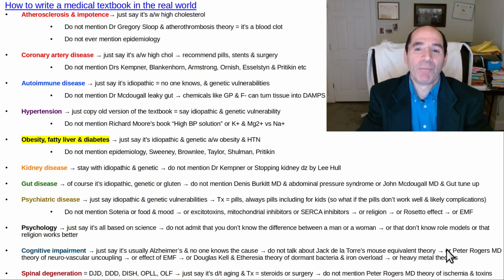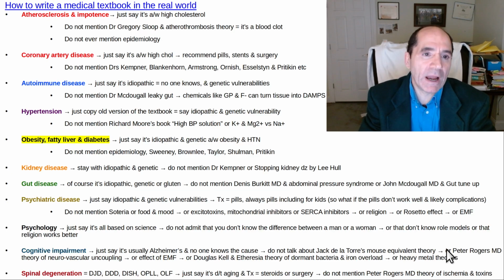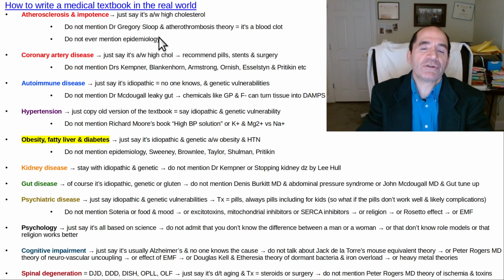And then now that I'm older and I know a lot about disease and epidemiology and nutrition and toxicology, I can tell you the books are a joke. They're a comic book, okay? They're typically 50 to 100 years out of date, more than that, all right? So as far as atherosclerosis and impotence, what do they say? Well, nobody knows, it's associated with high cholesterol.